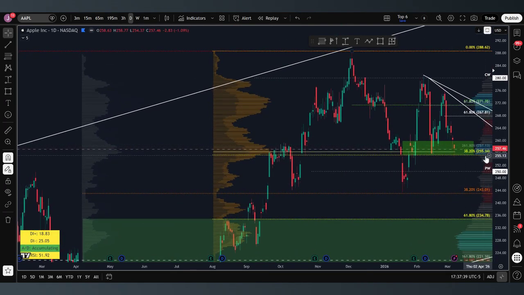We see the high volume node we've been supported at, the tertiary 38.2 to 255.36. Also long-term 261.8 here at 257. So nice support here so far, 255, call it 260.